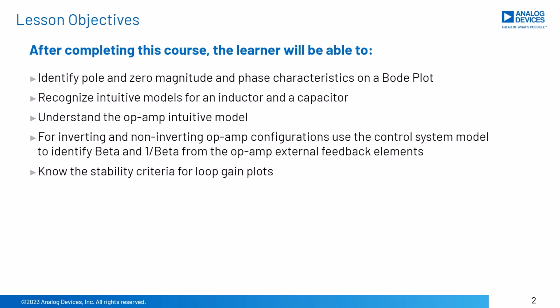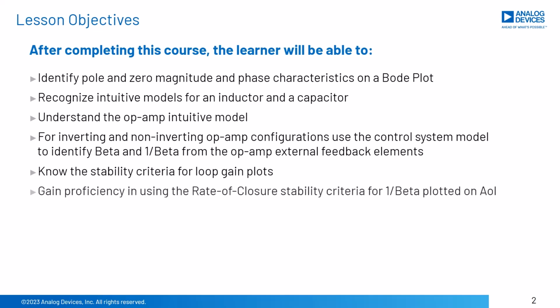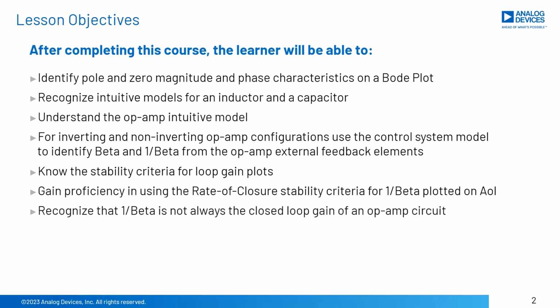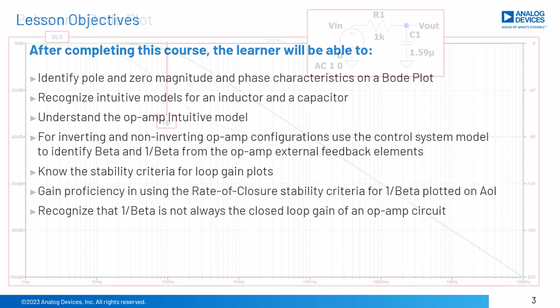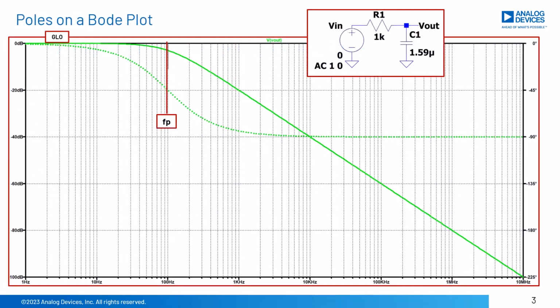know the stability criteria for loop gain plots, gain proficiency in using the rate of closure stability criteria per 1 over beta plotted on AOL, and recognize that 1 over beta is not always the closed loop gain of an op-amp circuit. Let's first review poles and their key characteristics on a Bode plot.